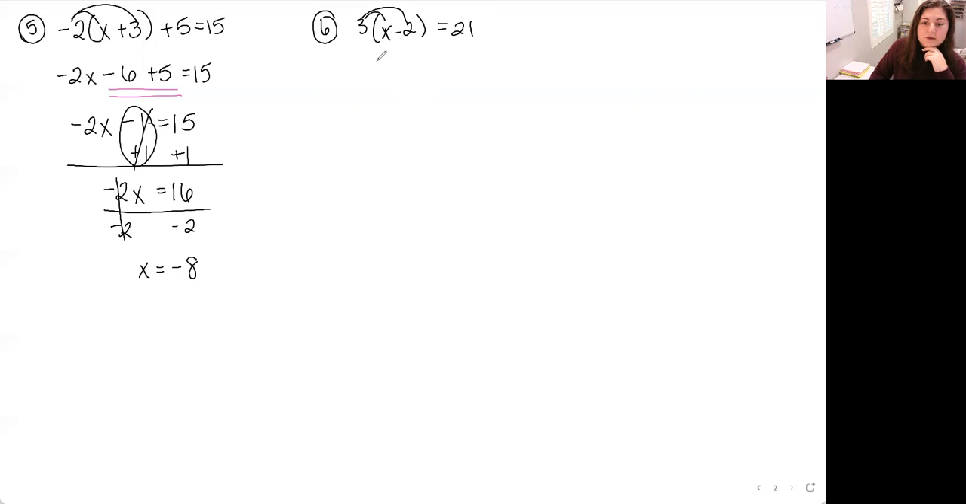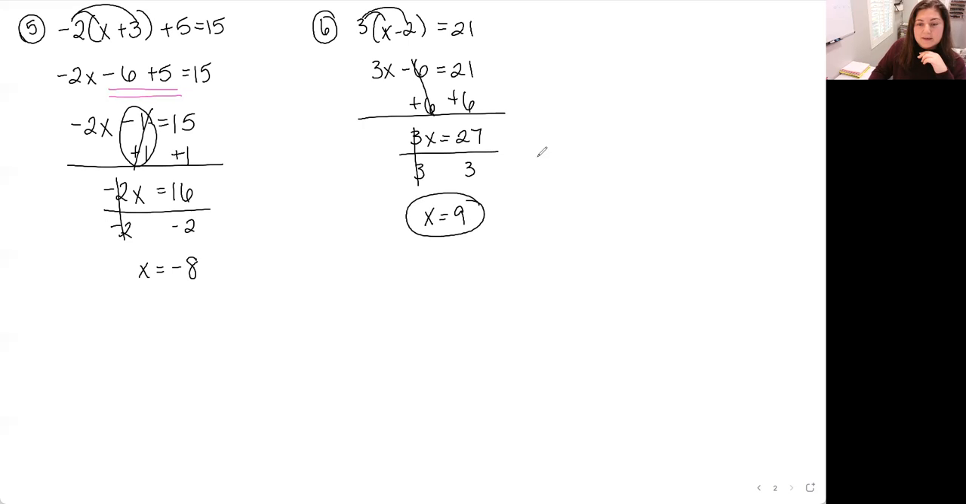We're going to distribute the 3. We should have gotten 3x minus 6 equals 21. Add 6 to both sides. 3x equals 27. It's kind of nice that they're all positive now. Divide by 3. Get x equals 9.